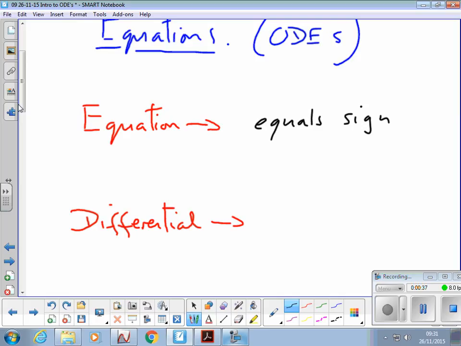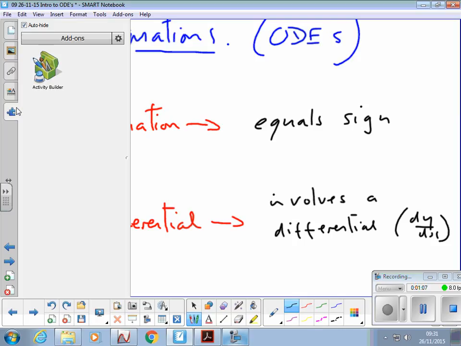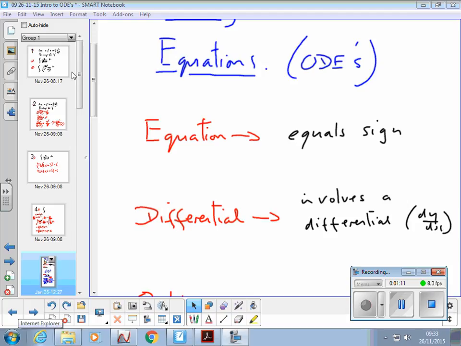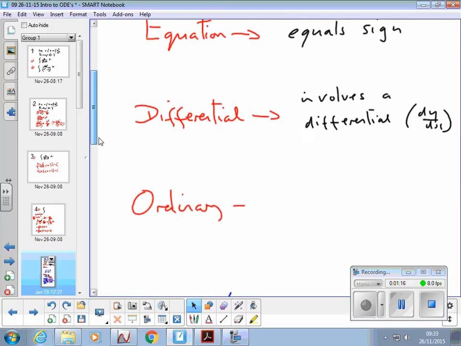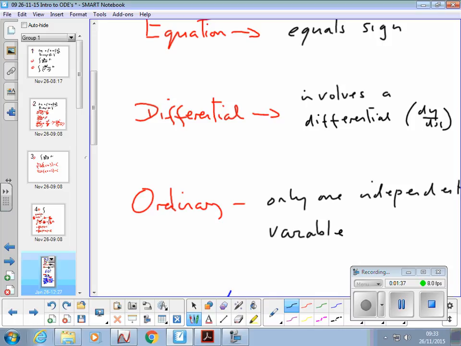If it's got a differential in it, if it involves some sort of differential, in other words, something like dy by dx, so we've got this differential and it's an equation and it's ordinary. We call it an ordinary differential equation if you've only got one independent variable. And we'll need to just remind ourselves about what we mean by an independent variable. X, say.